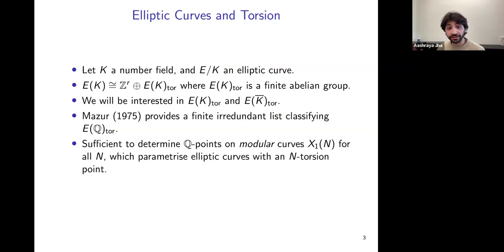One of the great theorems of the 20th century was Mazur classifying what E(K)_tors is in the case where K is equal to Q. There has been further work for K quadratic fields and cubic fields. I think some work has also been done for quartic fields now. The strategy of the proof is to determine Q-points on modular curves X_1(N) for all N. These parameterize elliptic curves with a marked N-torsion point. So we have this really nice geometric view.